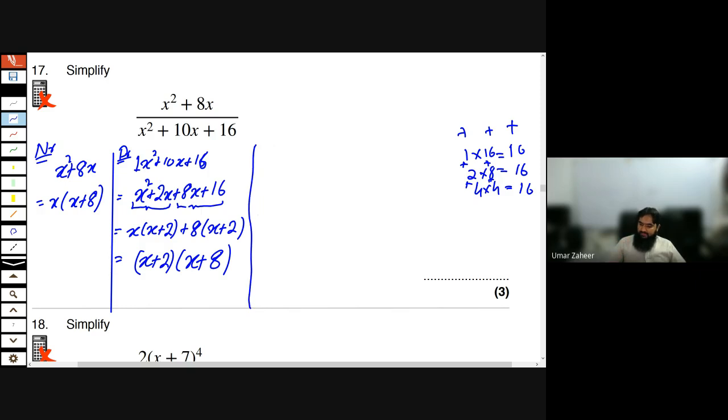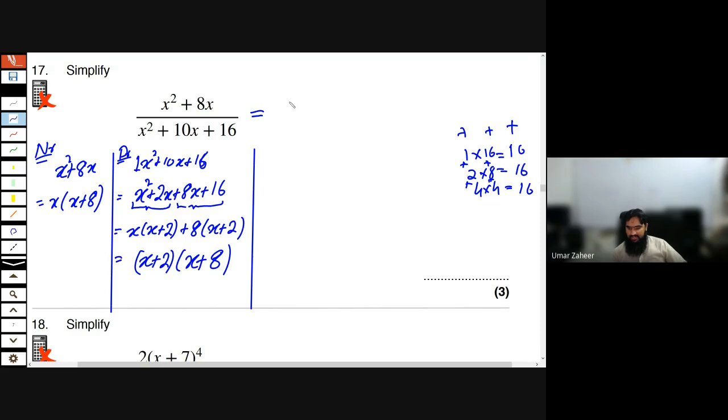Yes, anyone have a question up to here? Up to here, we just have to factorize the numerator and factorize the denominator. We have to do nothing else. Now put the factorized form here.